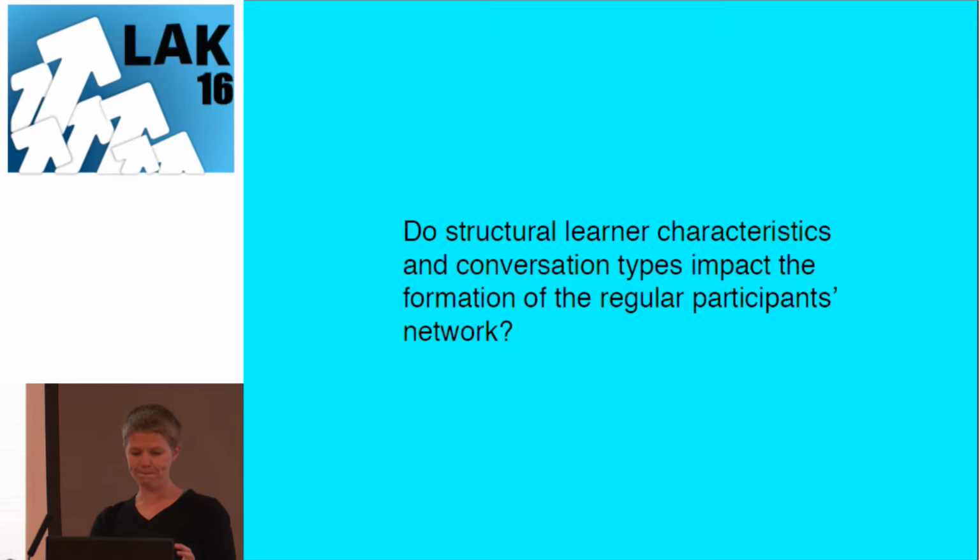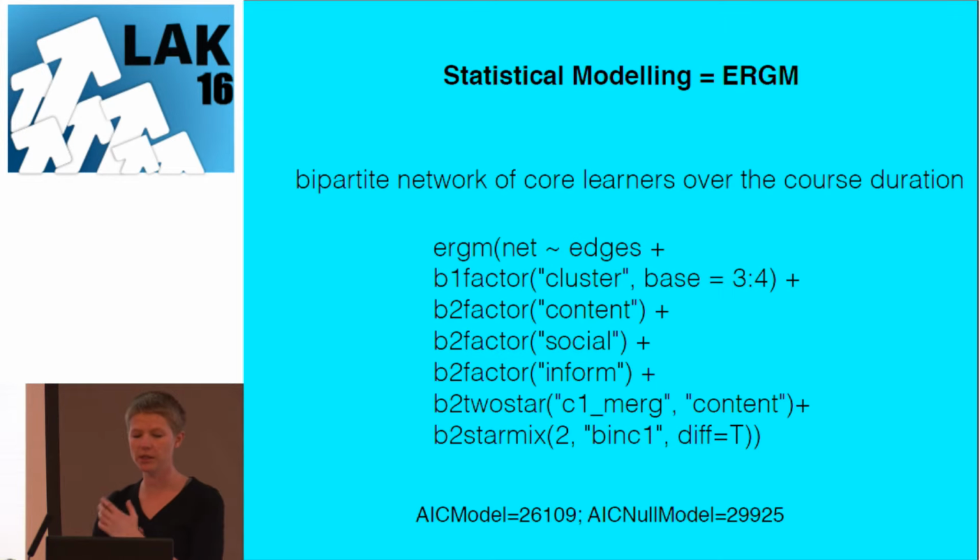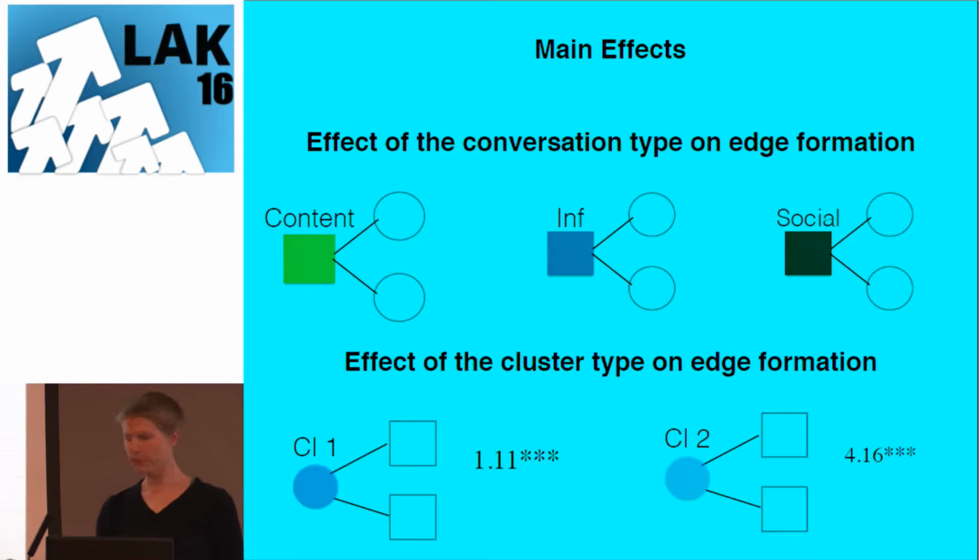So what we did next is that we did statistical modeling of this bipartite network of regular participants, and we modeled the main effects. So for those who are not familiar with ERGM, what it does is that it takes the features, the small patterns of the network, and then it produces a distribution of networks based on the features you give, and then you compare the distribution to the network you have to make a judgment as to whether what is being modeled actually is of any importance.